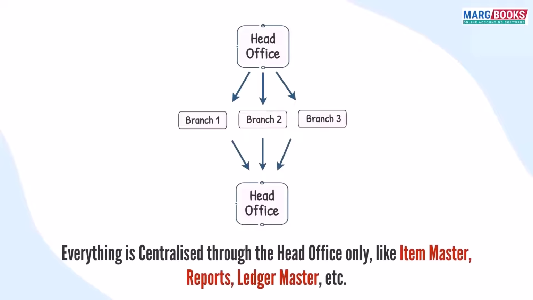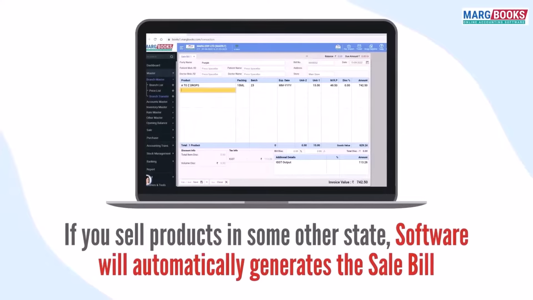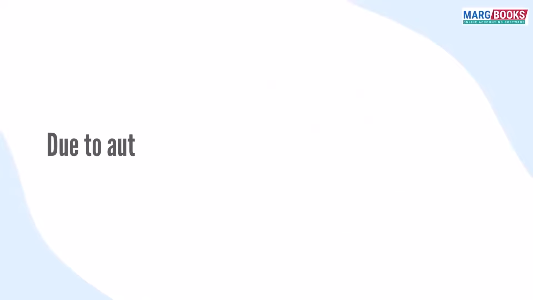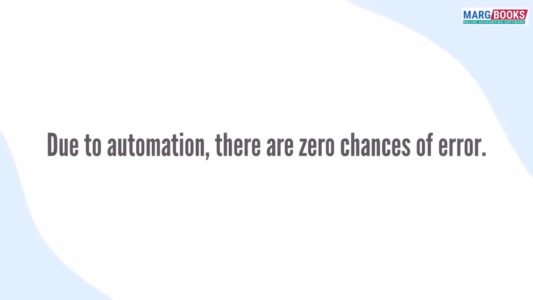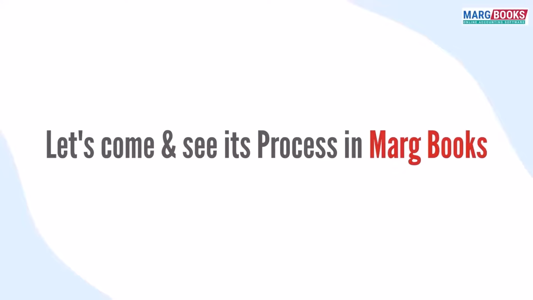And everything is centrally controlled from the head office, including item master, reports, ledger masters, etc. Moreover, if your branch is in the same state and you sell in the same state, the software automatically generates stock issues. Similarly, if the branches are in a different state, the software automatically generates sales bills. So in this way, all the work is automated, reducing the chances of errors to zero. Let's come and see its process in Marg Books.